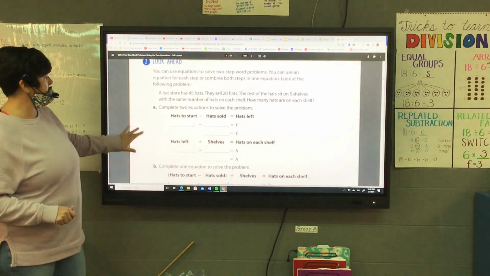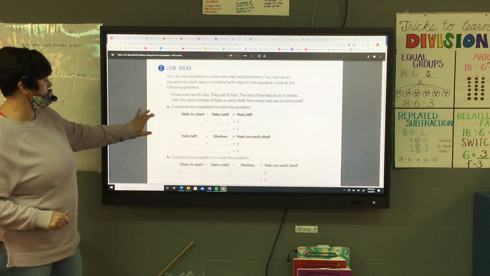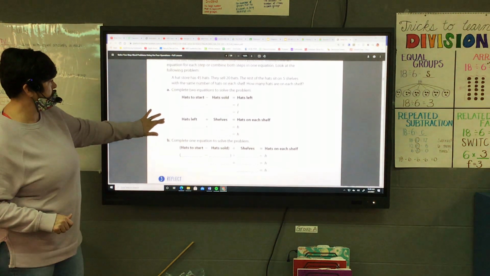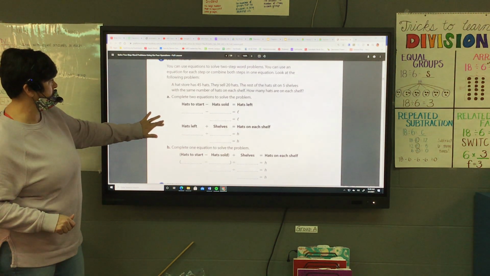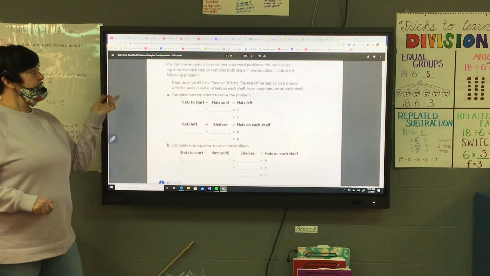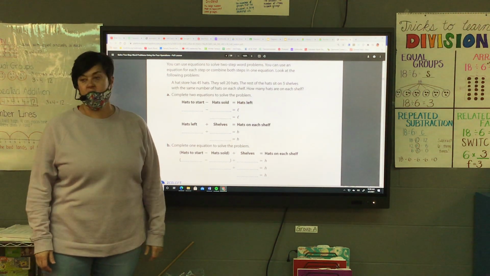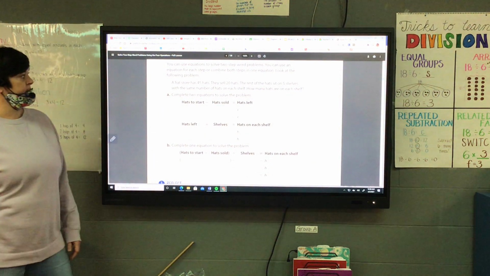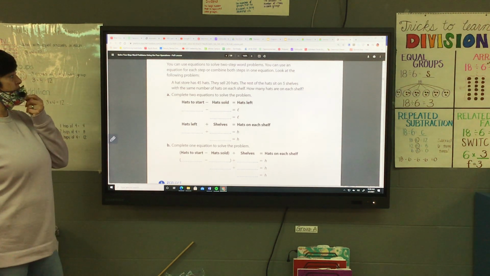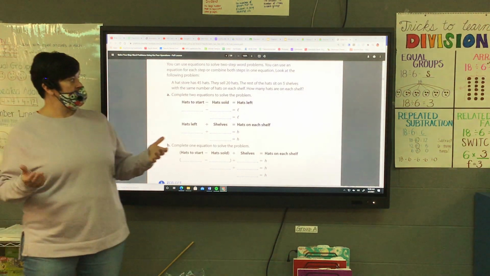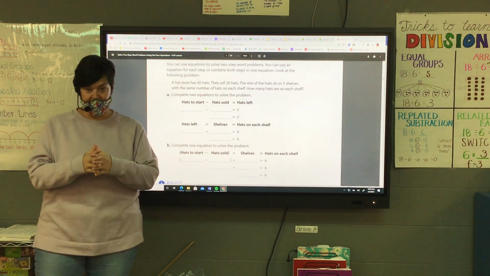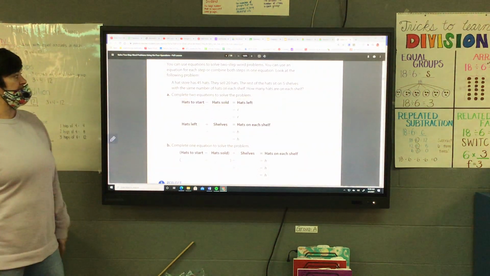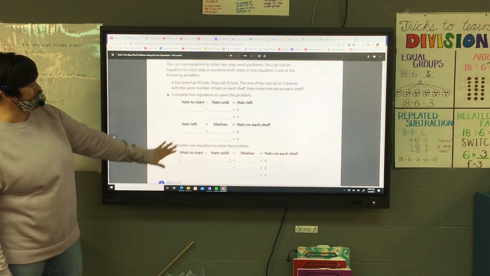Sorry about that. I'm going to make it a little smaller so it all fits there. Is that all of it? Yes. Okay. So it says you can use equations to solve two-step word problems. You can use an equation for each step or combine both steps into one equation. So look at this example here.